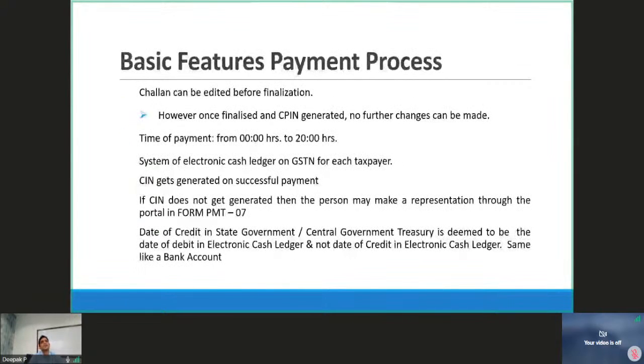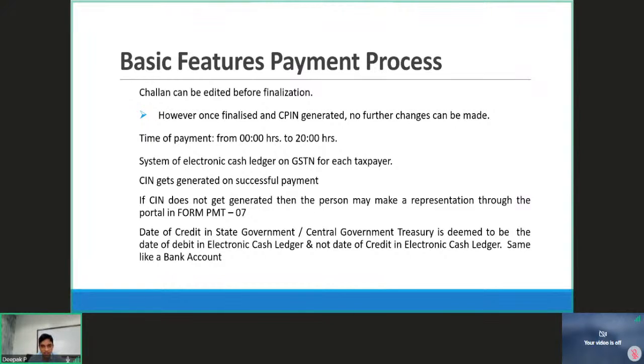What are the basic features of the payment process? Challan can be edited before finalization. Before you generate it, you can edit it, but after you have clicked on generate challan, then you can't edit it. Before that, you can make any additions. However, once finalized and CPIN is generated, no further challans can be made.